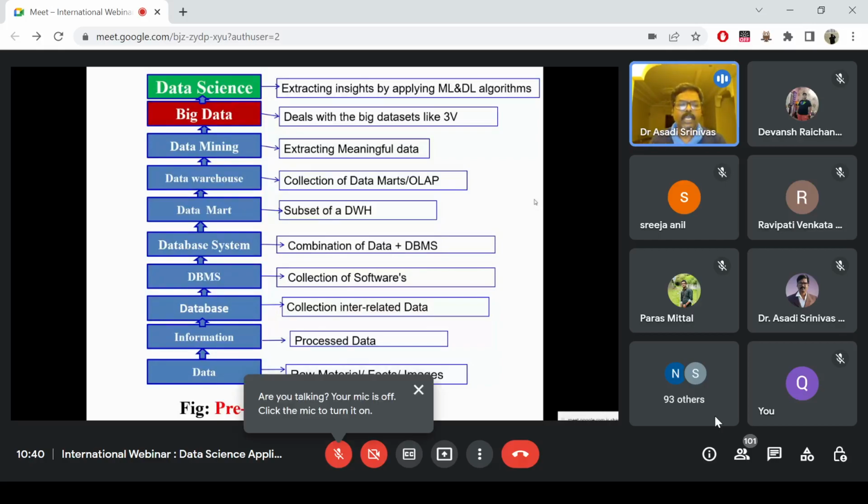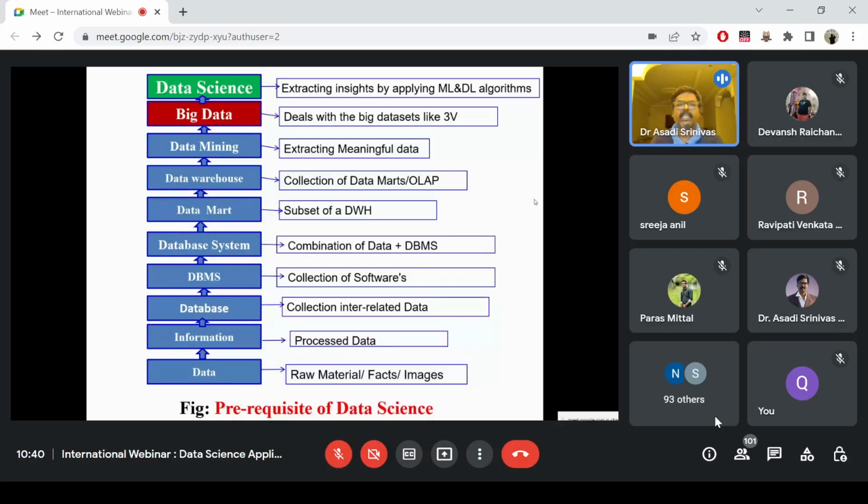Storing a small amount of data in a server is called a data mart, which is a subset of a data warehouse. A collection of data marts, or online analytical processing, is called a data warehouse. We store huge volumes of data in a server. A collection of servers at one place is called a data center. A data center is the backbone of cloud computing. Once we store huge volumes of data, we extract meaningful data from it by applying classification and clustering techniques.